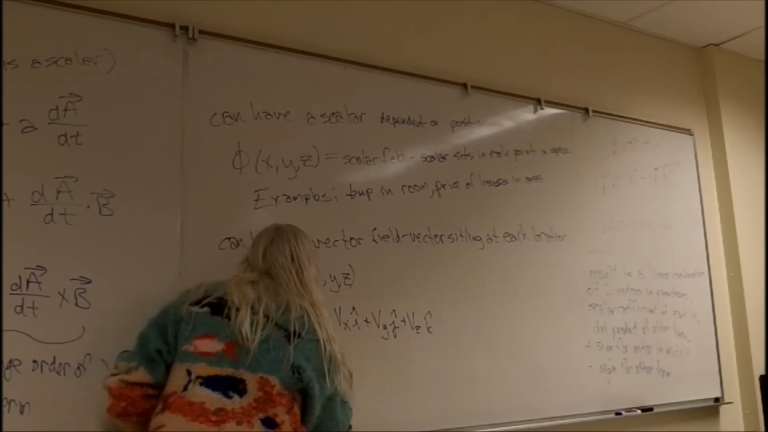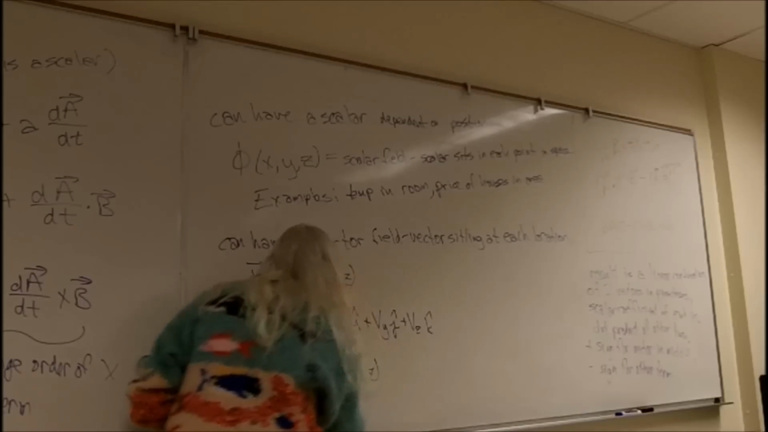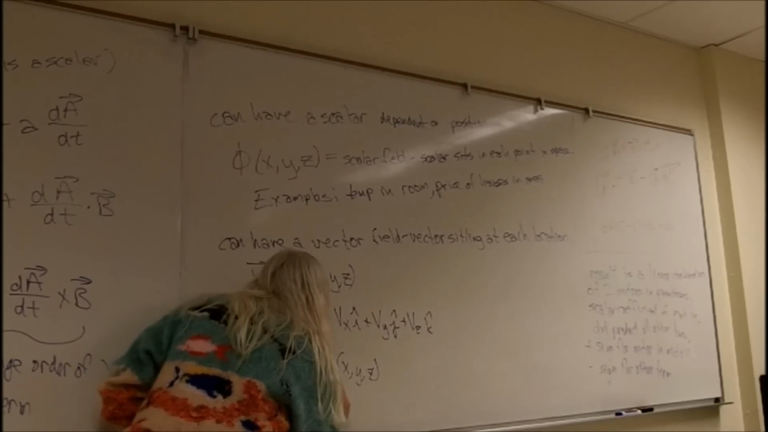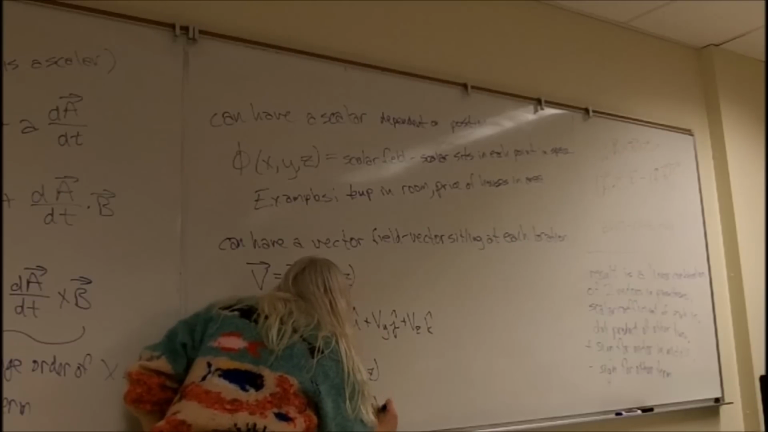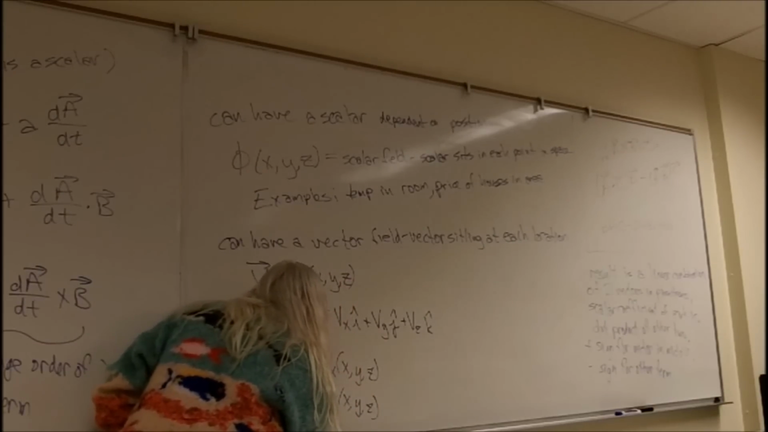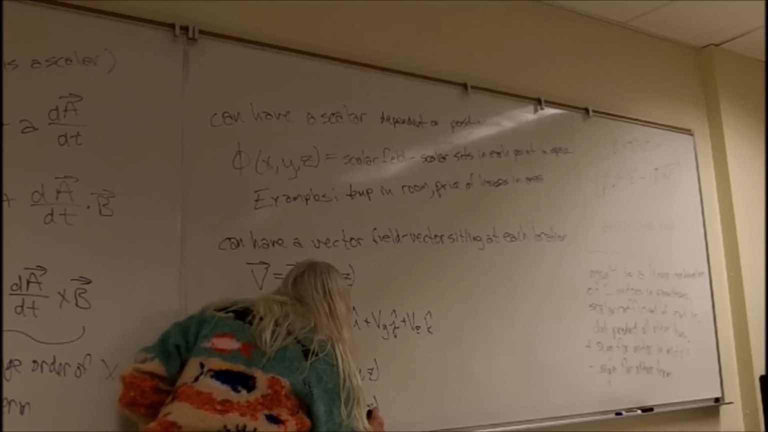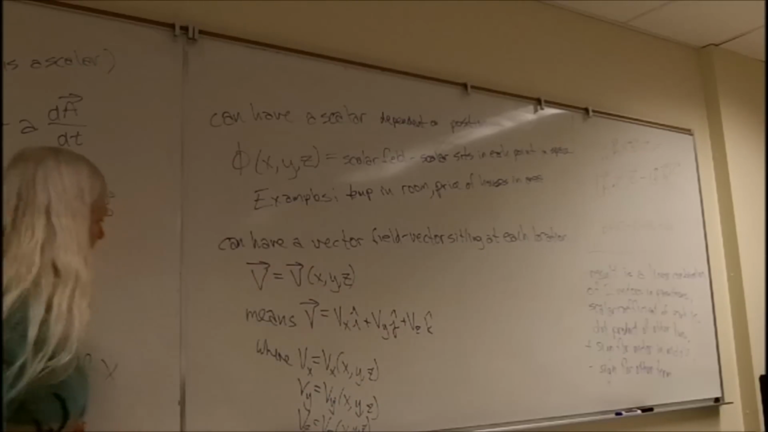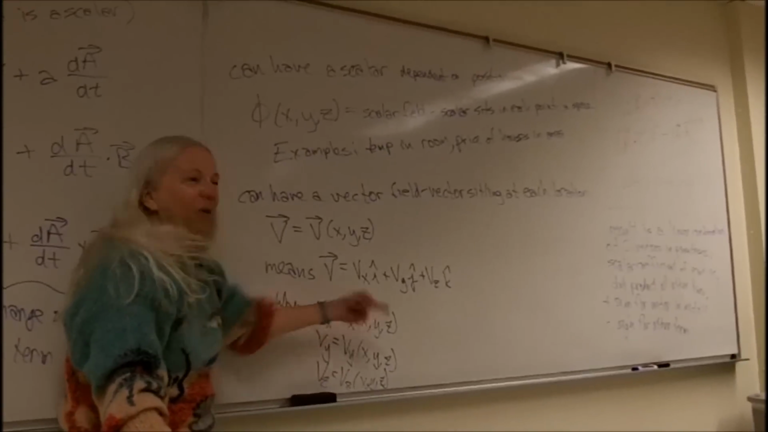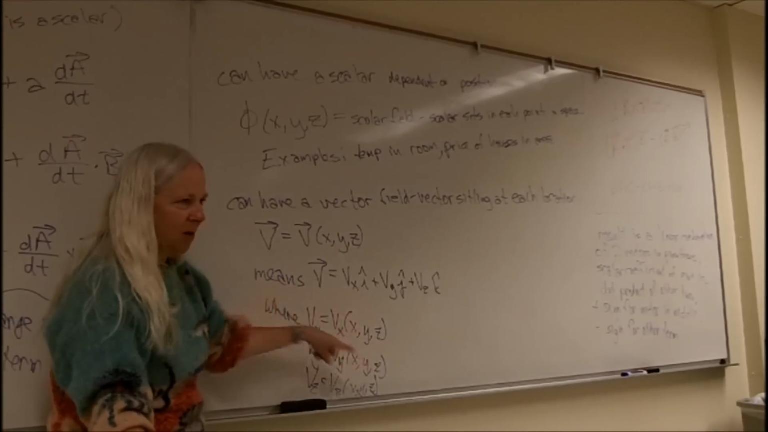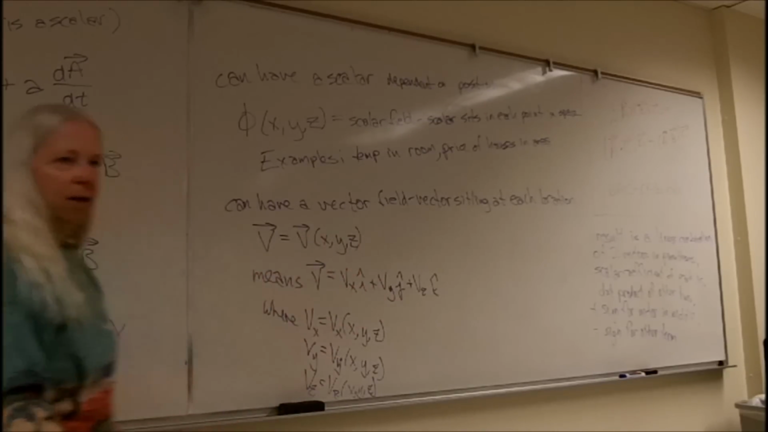But V sub x is a function of x, y, and z. And similarly, V sub y is a function of x, y, and z. And V sub z is a function of x, y, and z. Notice that any of these three components can depend on all three coordinates. In other words, V sub x is not only a function of x, and V sub y only a function of y, and V sub z only a function of z. Each one can depend on all three coordinates. Okay?